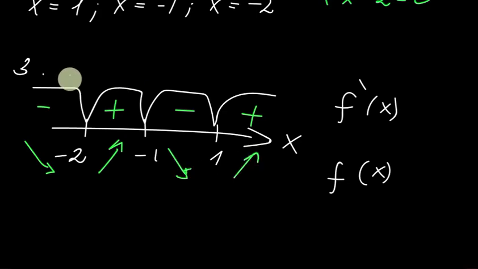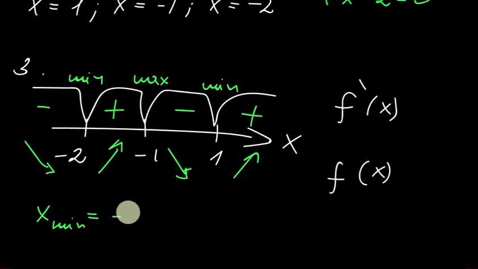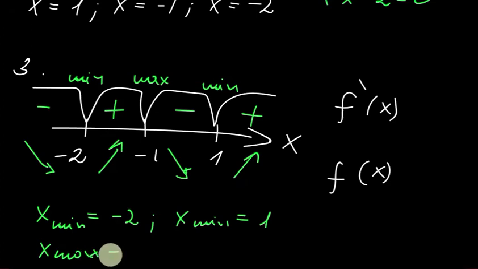So this is a minimum, this is a maximum, and this is a minimum. So our minimum points are -2 and 1, and our maximum point is -1. Now let's look at the graph.